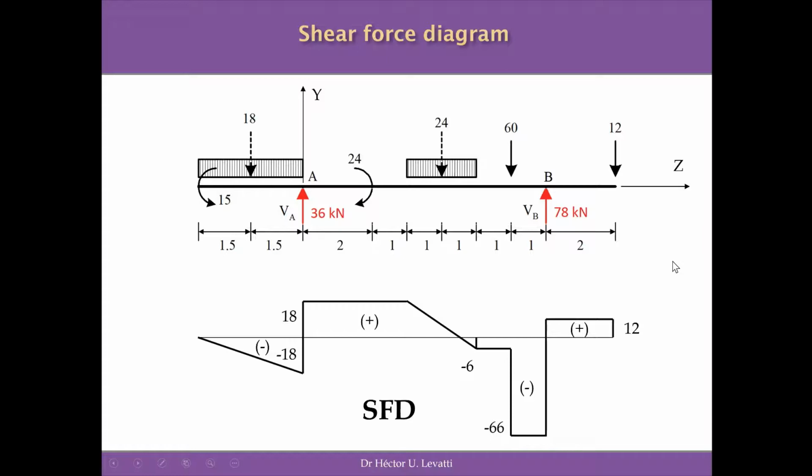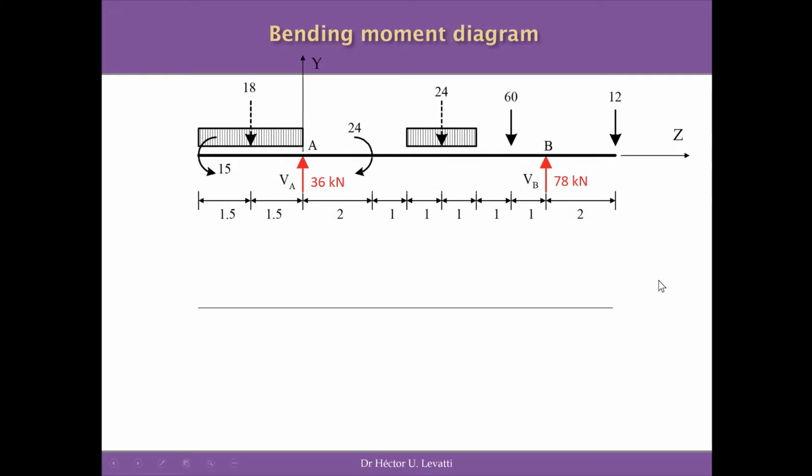We are able to go and start analyzing the bending moment diagram as well. And this is what we are going to do now. So in this case, as I mentioned, because it's an overhanging structure, we are going to have negative bending moments, as you will see in a moment.